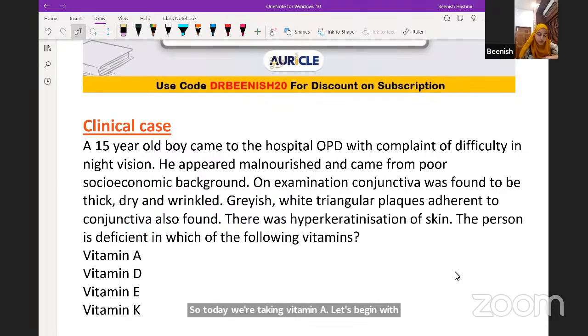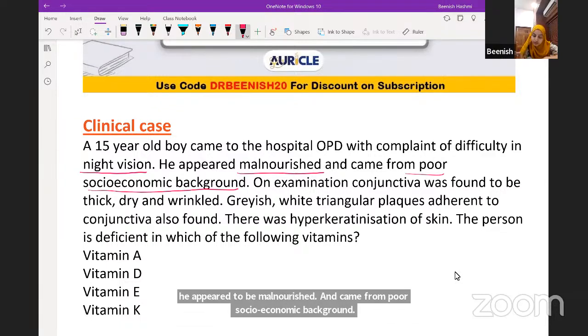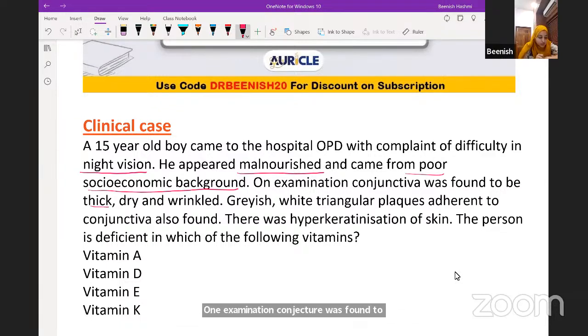A 15-year-old boy came to the hospital OPD with complaint of difficulty in night vision. He appeared to be malnourished and came from poor socio-economic background. On examination, conjunctiva was found to be thick, dry, and wrinkled. Grayish white triangular plaques adherent to conjunctiva were also found. There was hyperkeratinization of skin.